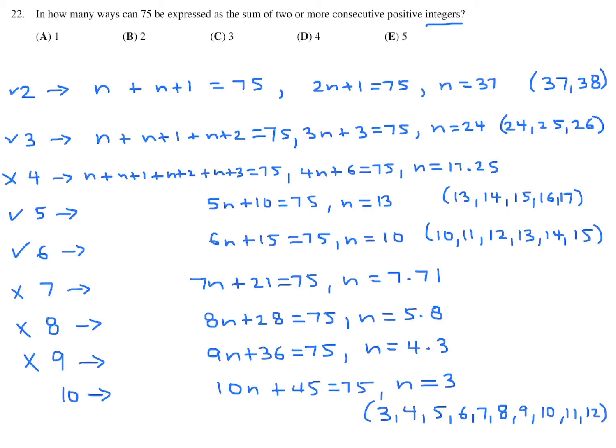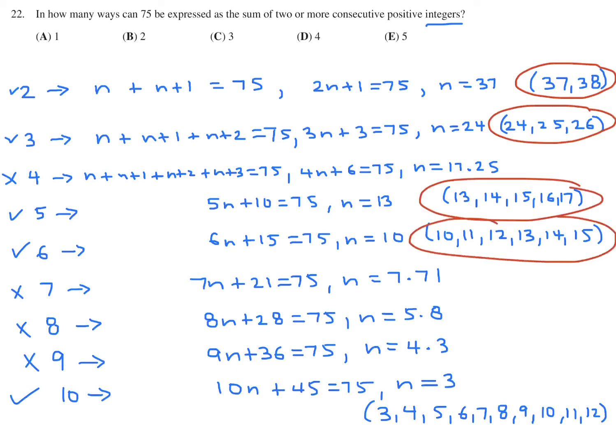And for the sake of time, I will allow you to do 11 consecutive, 12 consecutive, and so on. And you'll find that there are no such additional ways of doing this. So what I've done exhausts the possibilities. So how many ways did this work? 1 way, 2 ways, 3, 4, and finally 5. So number 22, the answer is 5, which is choice E.